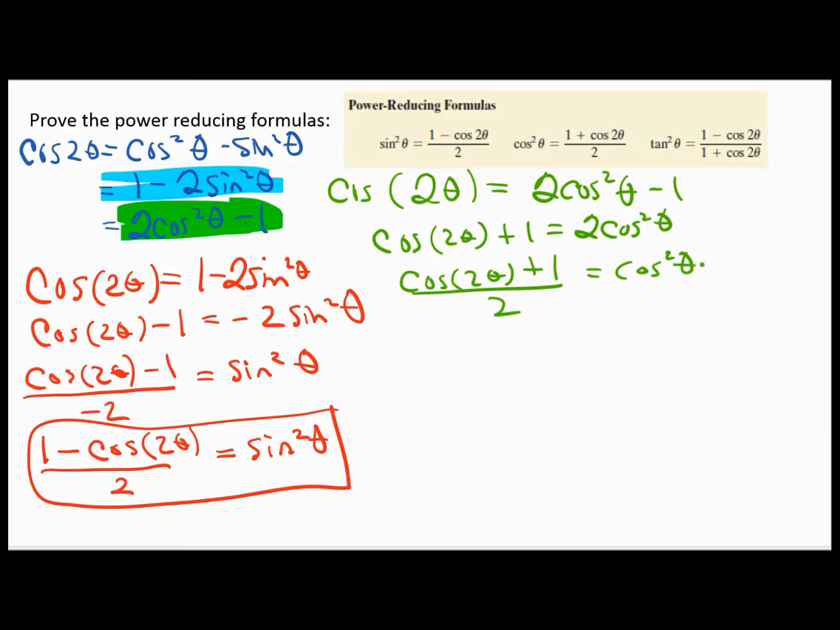Okay, so I'm just manipulating the formula. That's all I'm doing. So really, the power reducing formulas are just the double angle formulas written in a different format. Okay, so if you'll notice that is your second one. The question is, how do we get the third one? How do we get tangent squared?